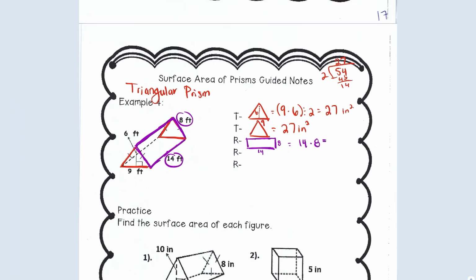I know that 8 times 10 is 80, and 8 times 4 is 32. Well, what's 80 plus 32? Well, 80 plus 30 is 110, plus 2 is 112. There we go. So it looks like this rectangle is 112 square inches.